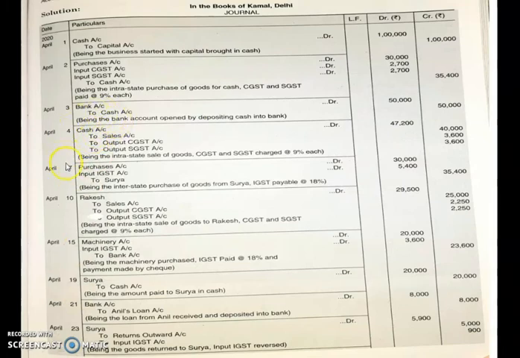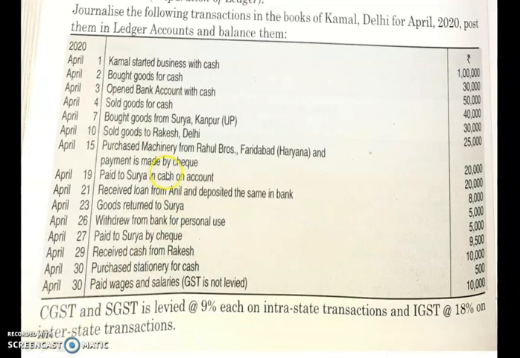See here, purchase account debited, input IGST account debited, to Surya account. When you charge input IGST on 30,000, the purchase you have made, you have to charge 18%. On that, when you calculate 18%, you will get 5,400. Add this together. This is the amount which you are supposed to pay to Surya for the purchase you have made. Hope you have understood. The remaining problems you have to try on your own with the same concept.